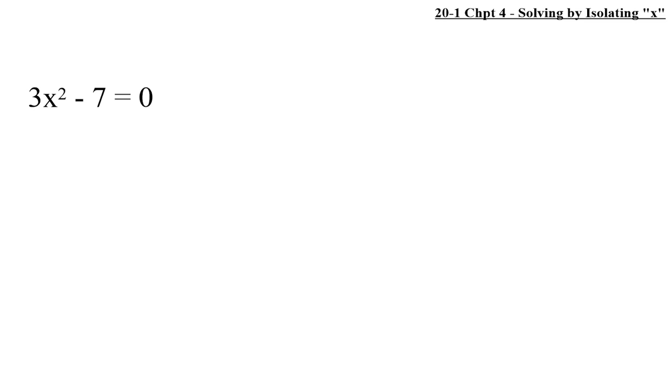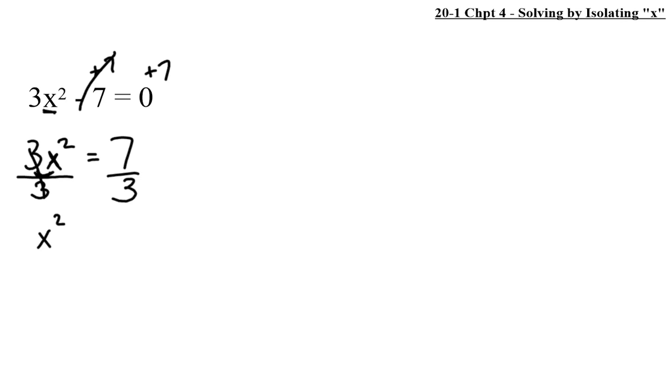Here we go again. 3x squared minus 7 equals 0. We want to get the x by itself, so we're going to add 7 to both sides because it's easy to get rid of that. We're left with 3x squared equal to 7. Now we have to get rid of the 3. It's attached by multiplication, so we're going to divide by 3. And we get 7/3. So x squared equals 7/3.